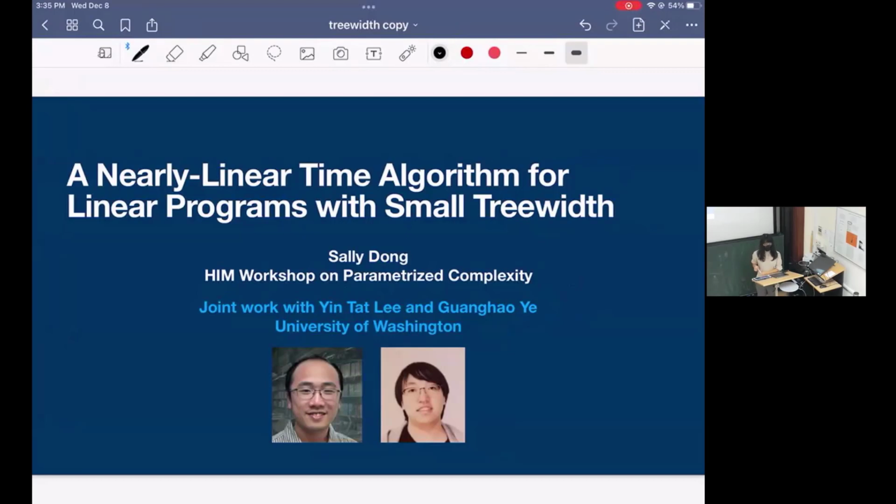So today I'll be talking about a linear program solver based on IPM that is parameterized by Treewidth, and this is joint work with Exactly and Wang.